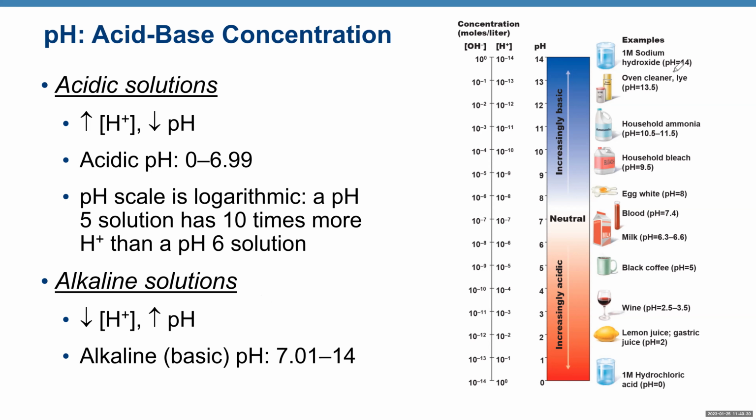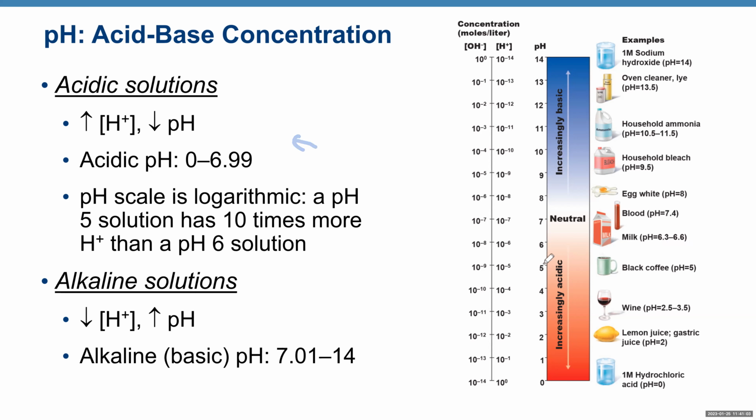So, for example, sodium hydroxide, oven cleaner over here, ammonia, bleach, right, egg whites. And then we're moving to a neutral solution when we have our pH 7. Your blood is 7.4, so it's a little bit on the alkaline side. Your milk is a little bit on the acidic side.